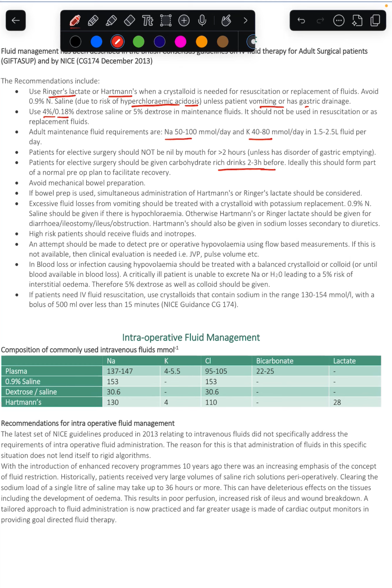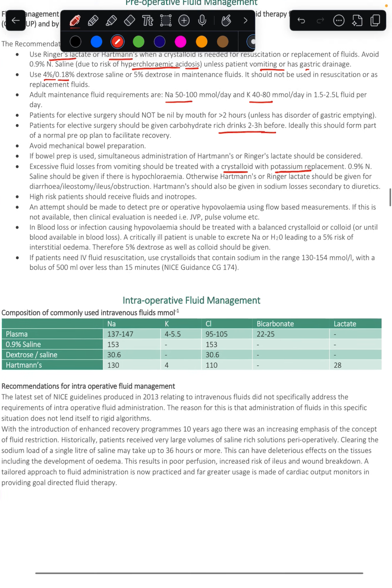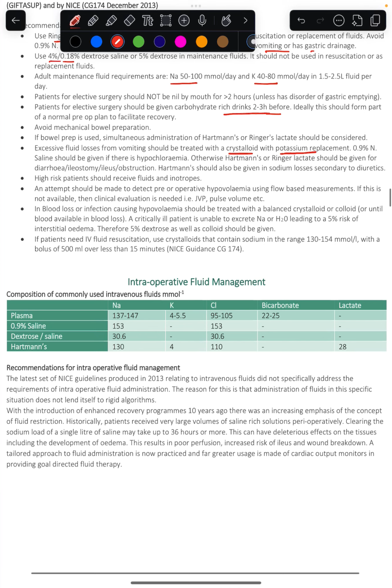Excessive fluid losses from vomiting should be treated with crystalloids, and potassium replacement is needed. 0.9% normal saline should be given if there is hyperchloremia, otherwise Ringer's lactate is used for diarrhea and so on. High-risk patients should receive fluids and inotropes. An attempt should be made to detect preoperative hypovolemia using flow-based measurements. If this is not available, clinical evaluation is needed: JVP and pulse volumes are read.